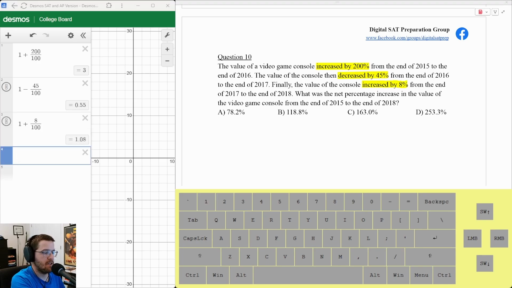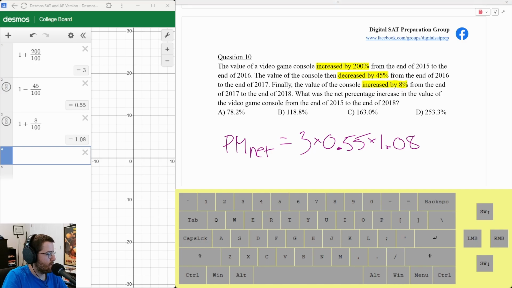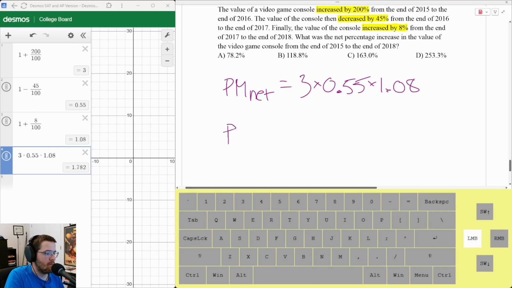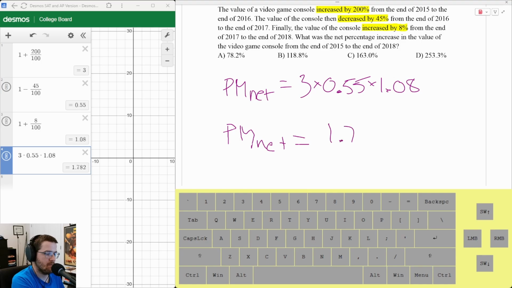So now to find the net percent multiplier across like the entire problem, what we're going to do is we're just going to multiply all those together. So 3 times 0.55 times 1.08. And I will do that on the screen as well. So 3 times 0.55 times 1.08. So I'm getting a net percent multiplier of 1.782.